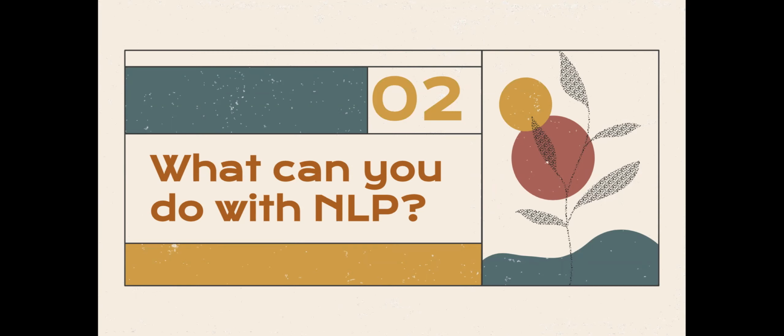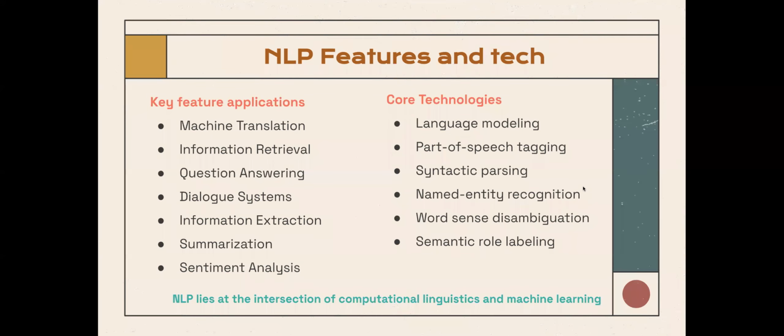Google, and many other companies are also working on it, like Amazon, and many other platforms are trying to have a seamless experience for their customers using NLP. So what can you exactly do with NLP is these things. The key feature applications would be machine translation, like for languages, information retrieval, question answering, dialogue systems, information extraction, summarization, and sentiment analysis. These things are the key feature applications, and how we use it for our businesses or any other aspects of our life is up to us.